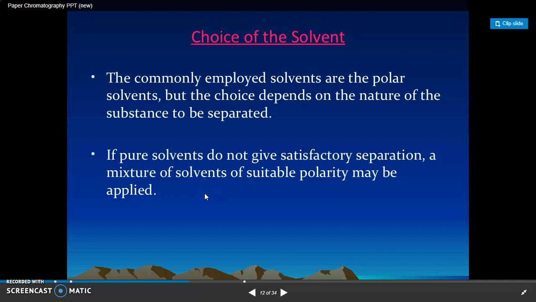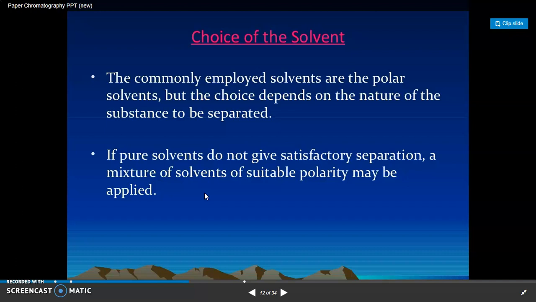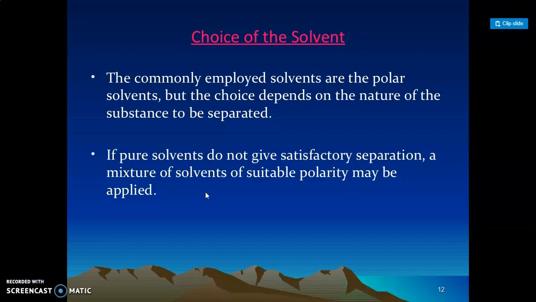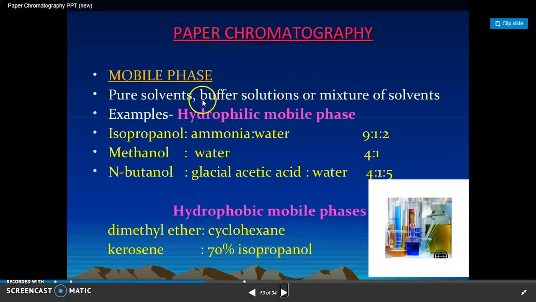Sometimes what happens is, in partition chromatography, which we are discussing, the separation does not occur in a single solvent, so it cannot be achieved completely using a single solvent. A mixture of solvents is to be used sometimes, okay. Next, the mobile phase: pure solvents or buffer solutions or a mixture of solvents, this can be anything, can be a mobile phase.